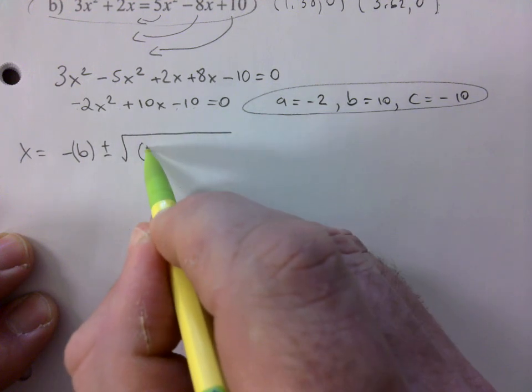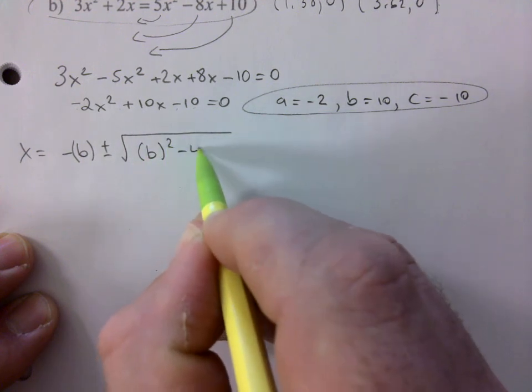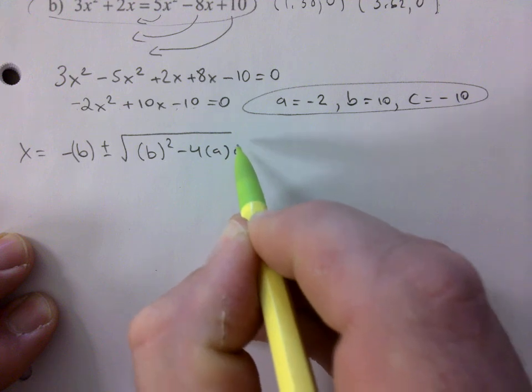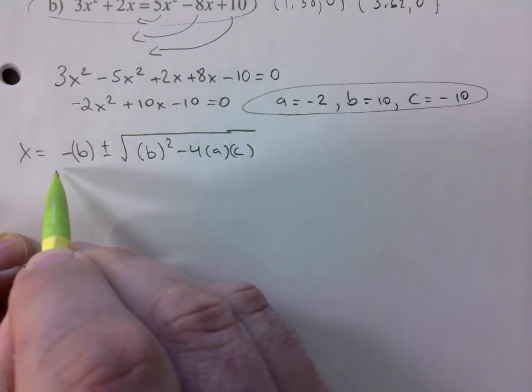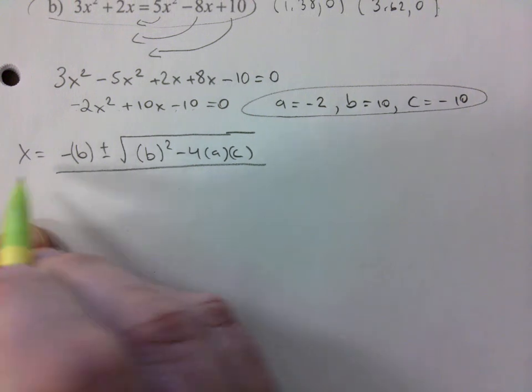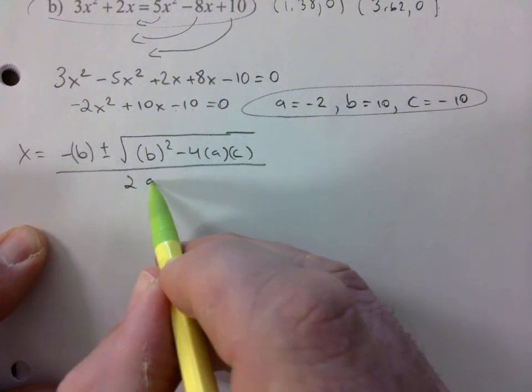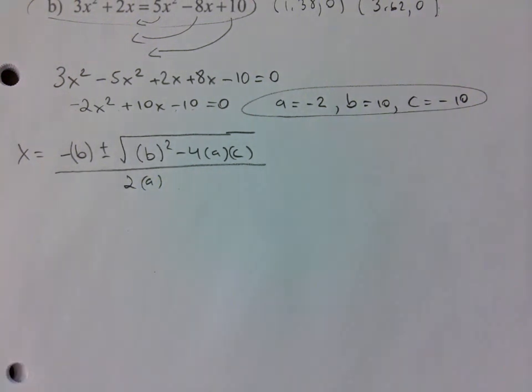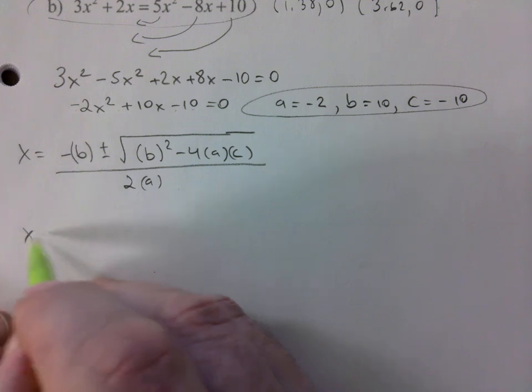So I always have everything in brackets so you don't miss it. And then it's the whole thing divided, not just the root. Everything by 2 times A. Okay, that's the formula. So now let's plug in.